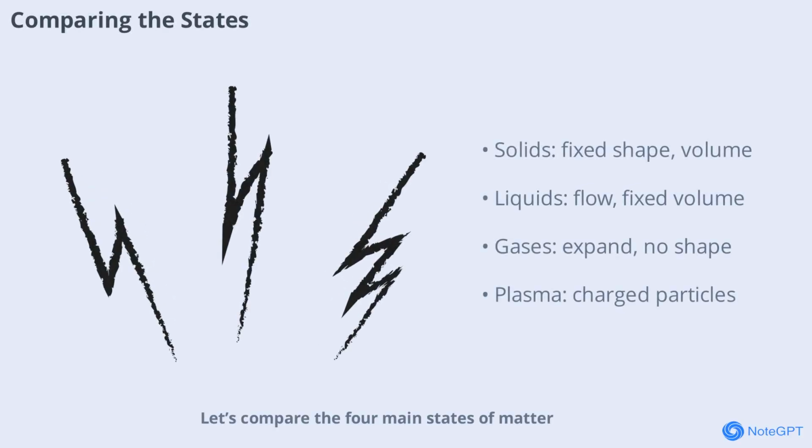Let's compare the four main states of matter. Solids have a fixed shape and volume, liquids have a fixed volume but change shape, gases have neither, and plasma is made of charged particles.